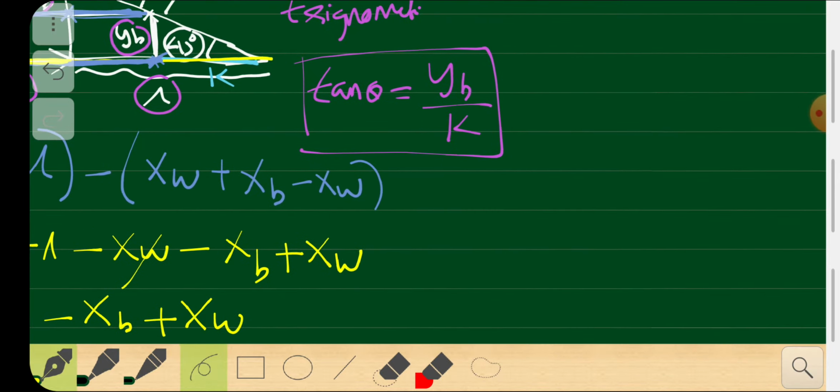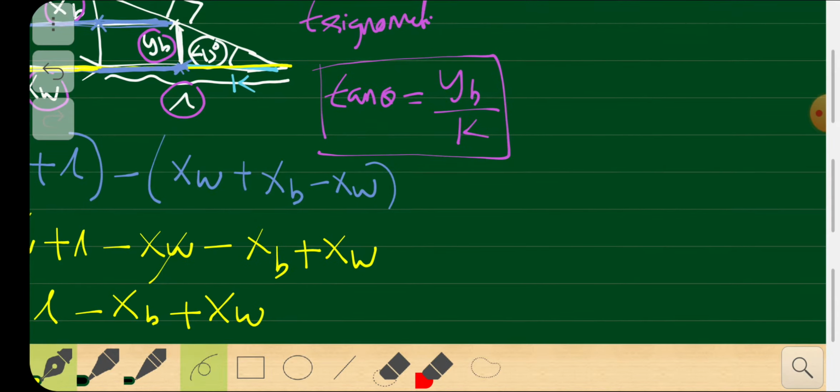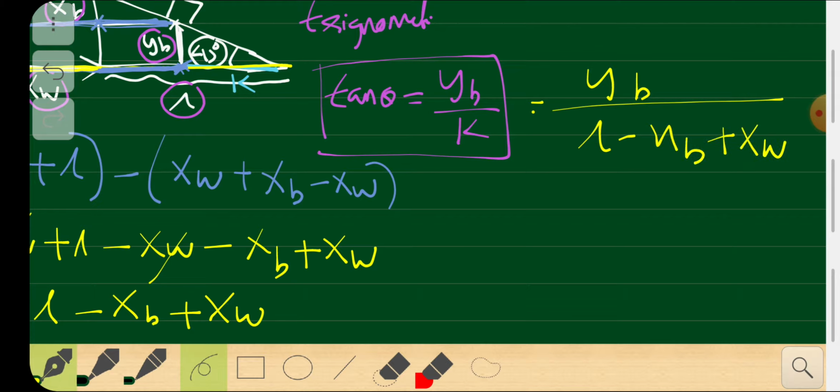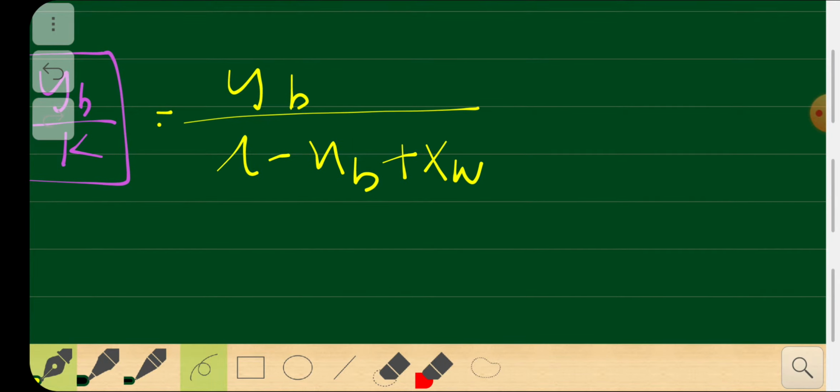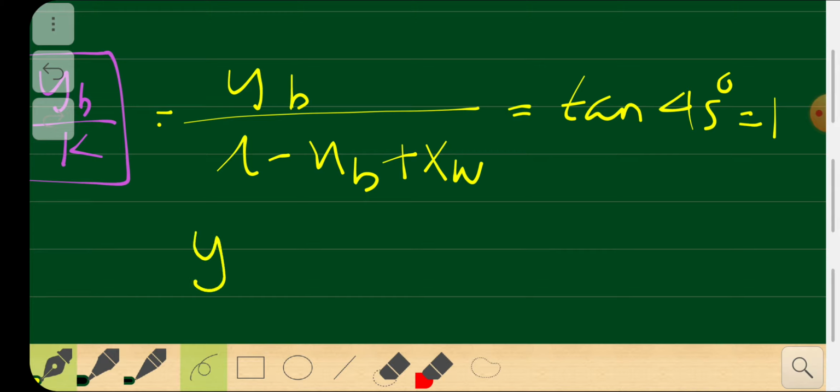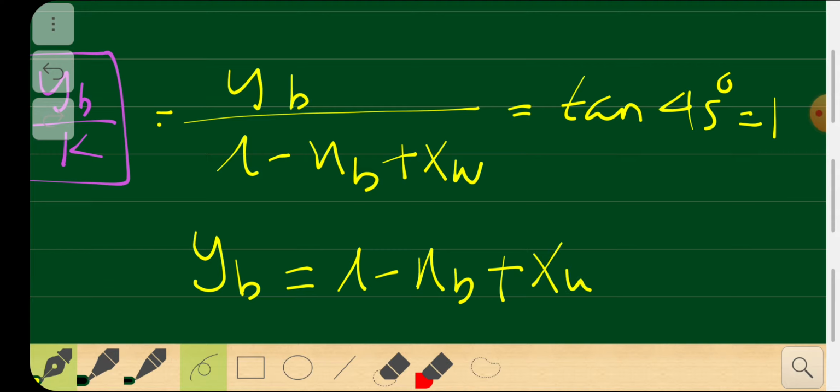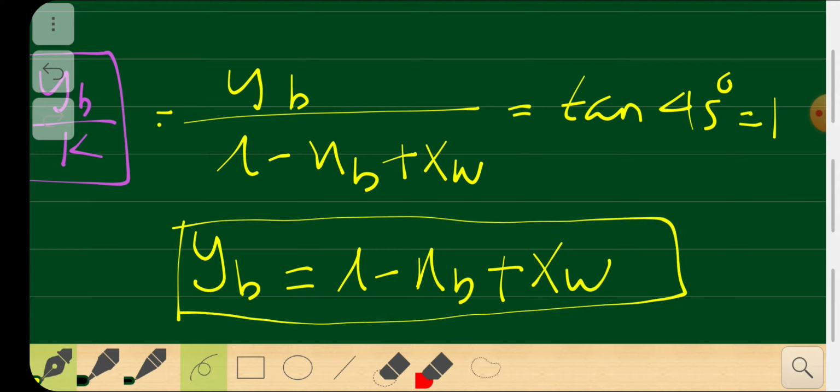Now substitute that back into this equation. So you get tan theta is equal to yb by l minus xb plus xw. So tan theta is 45 degrees, so this is tan 45 degrees, which is equal to 1. So you find out that yb must be equal to l minus xb plus xw. So very simple. We have connected them all together, and we found out yb.